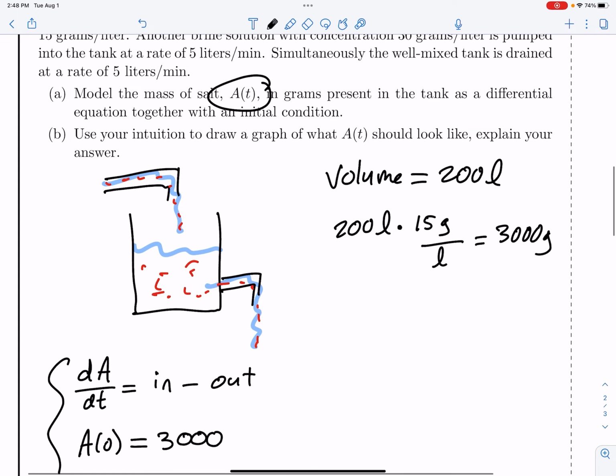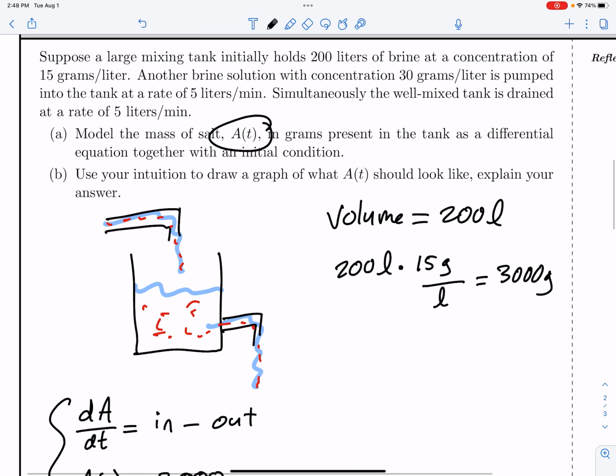Okay? Now, what's going on here? At the beginning, the tank is entirely 15 grams per liter, but over time that 15 grams per liter goes out and 30 grams per liter is coming in, so the water is going to get saltier and saltier, and eventually it'll probably trend towards a 30 grams per liter concentration as all the initial water gets pumped out.